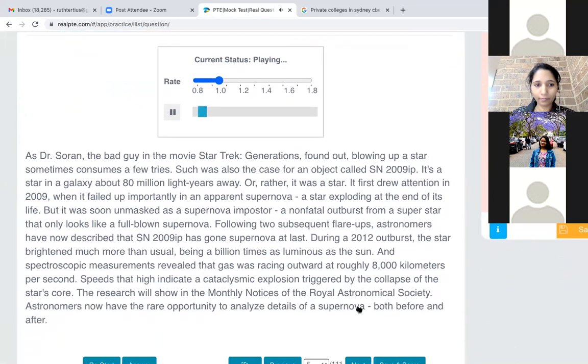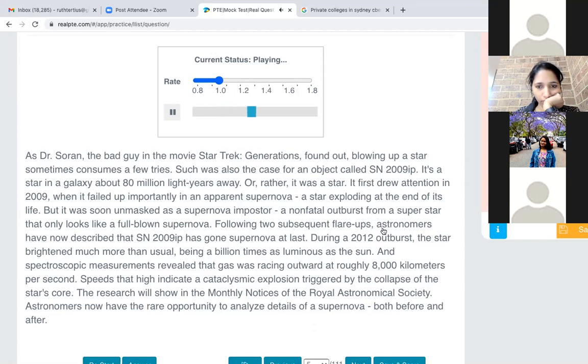As Dr. Soren, the bad guy in the movie Star Trek Generations, found out, blowing up a star sometimes takes a few tries. Such was also the case for an object called SN 2009 IP. It's a star in a galaxy about 80 million light years away. Or rather, it was a star. It first drew attention in 2009 when it flared up brightly in an apparent supernova, a star exploding at the end of its life. But it was soon unmasked as a supernova imposter, a non-fatal outburst from a massive star that only looks like a full-blown supernova.